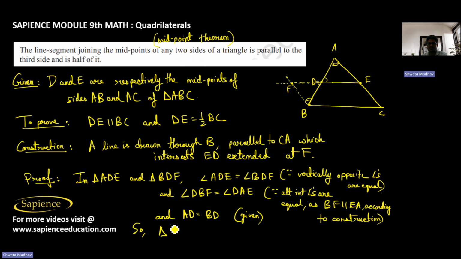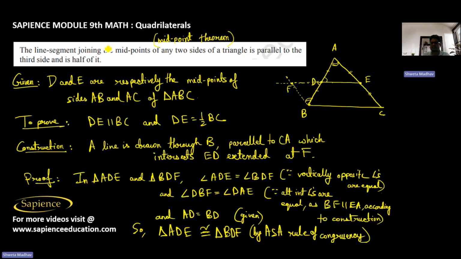So therefore, I can say that triangle ADE is congruent to triangle BDF by the ASA rule, the angle side angle rule of congruency. Since we have shown that two angles and the included side are equal in these two triangles. These two sides are equal since D and E are the midpoints of AB and AC.